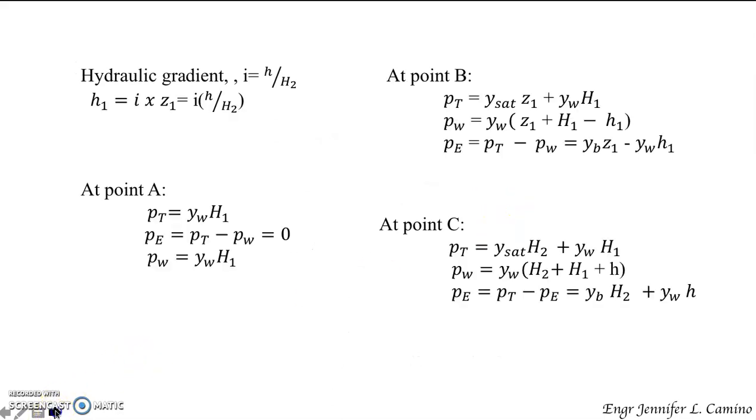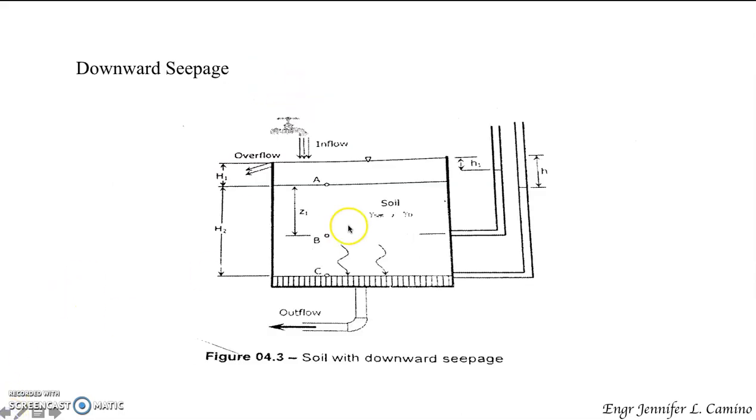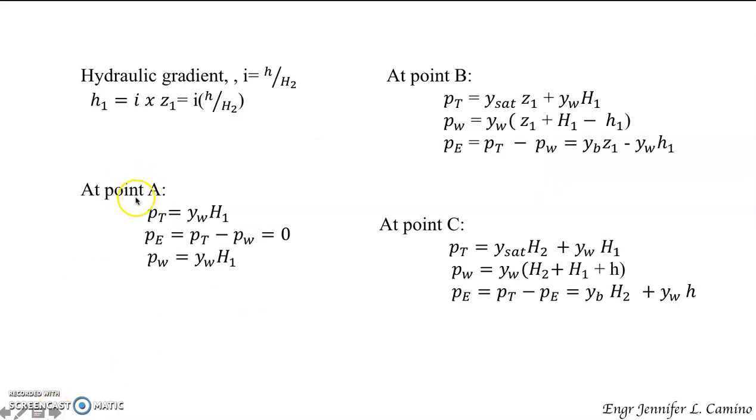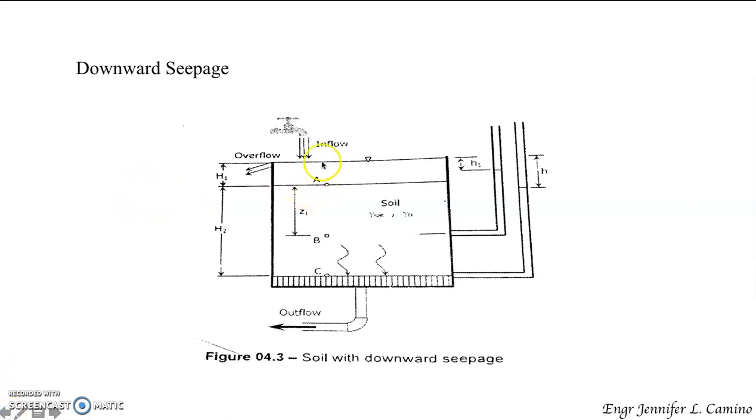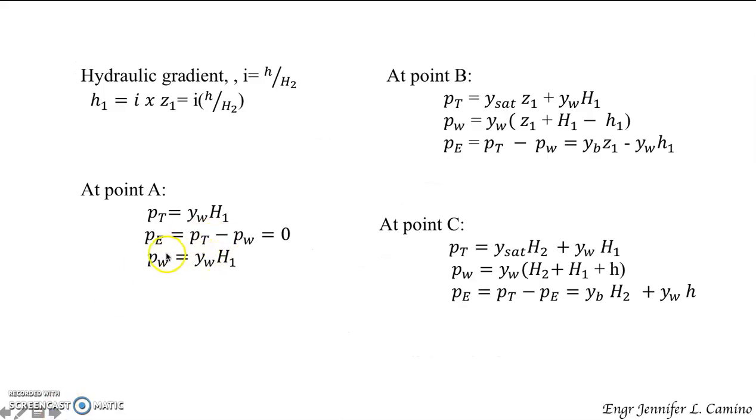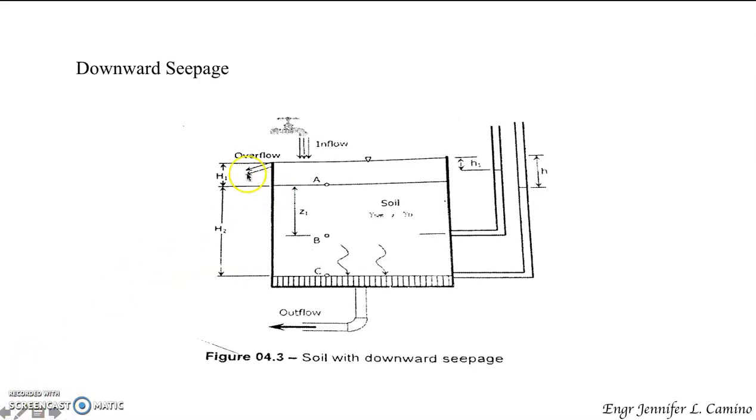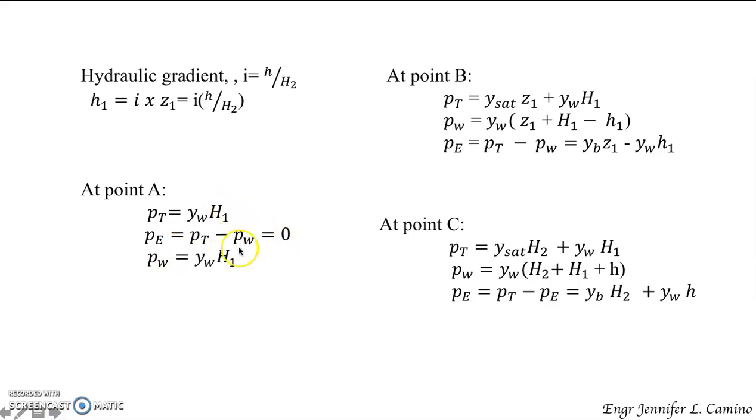So basically, for this concept, we have the hydraulic gradient, which is, of course, h over H2. For the stress at point A, this is capital H1 times the unit weight of the water. To compute the pore water pressure at point A, of course, capital H1 times the unit weight of the water. And if you're going now to compute the effective stress at point A, you subtract the pore water pressure from the total stress. Since we have the same value for this illustration, that will be equal to 0.